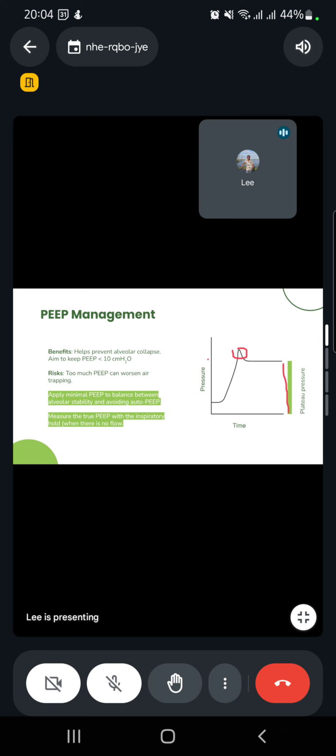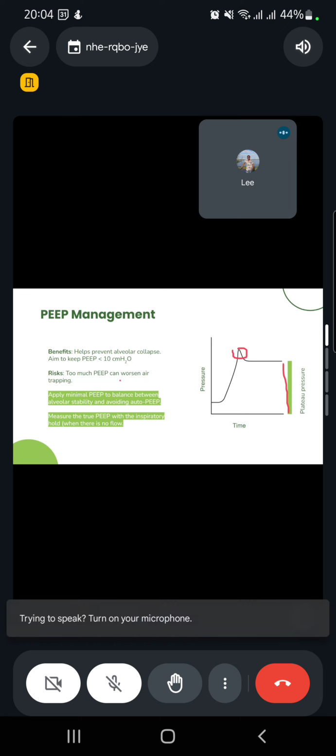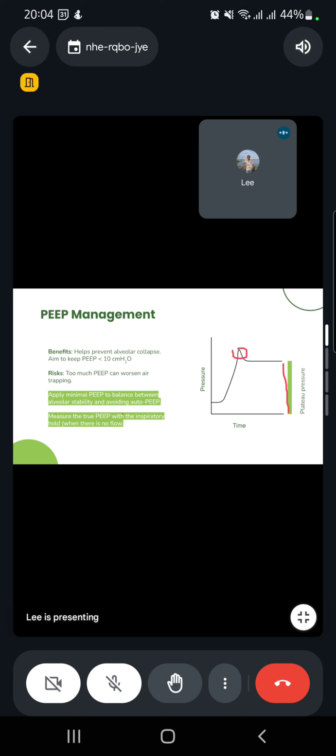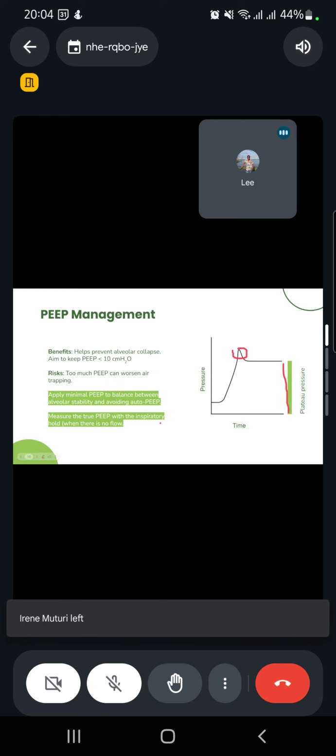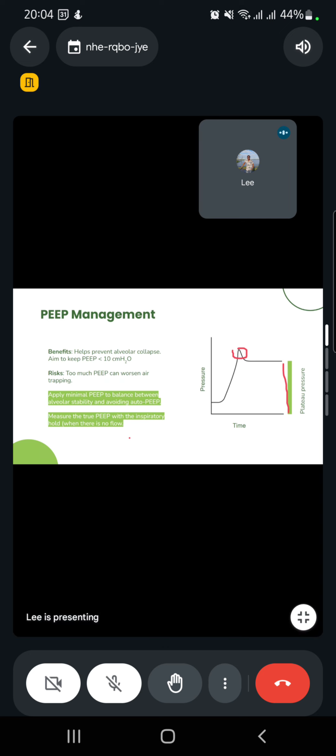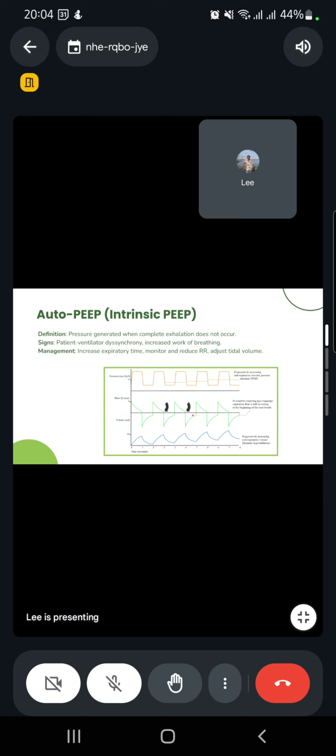Now, you need to manage your PEEP generally, and you do that by helping to prevent alveolar collapse. So you aim for a PEEP of less than 10, but something above 4, just to allow you to maintain your alveoli open and recruitment, as Faith has mentioned. Now, too much PEEP can worsen air trapping, like we've said. So you need to apply minimal PEEP to balance between alveolar stability and avoiding auto PEEP. And you need to measure the true PEEP with an inspiratory hold where there is no flow. So that's what exactly we've talked about.